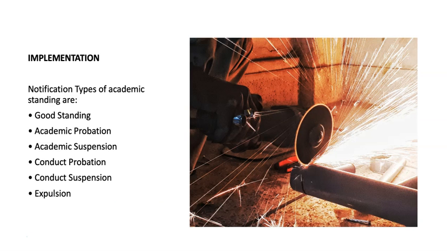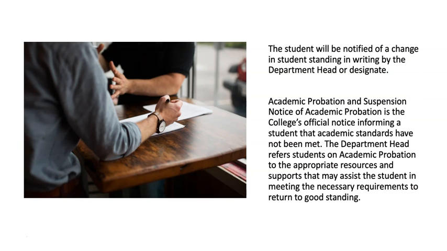Implementation. Notification. The types of academic standing are good standing, academic probation, academic suspension, conduct probation, conduct suspension, and expulsion. The student will be notified of a change in student standing in writing by the department head or designate. Academic probation and suspension. Notice of academic probation is the college's official notice informing a student that academic standards have not been met. The department head refers students on academic probation to the appropriate resources and supports that may assist the student in meeting the necessary requirements to return to good standing.